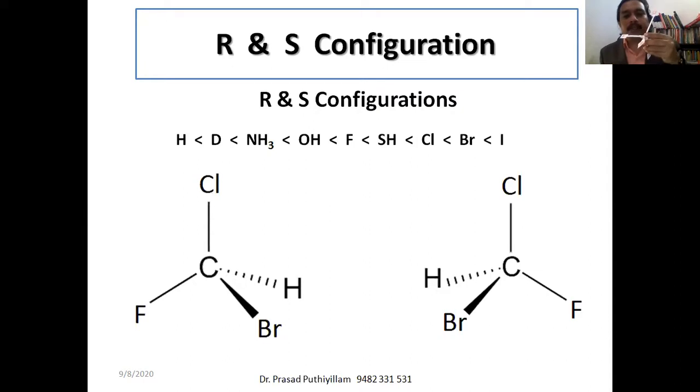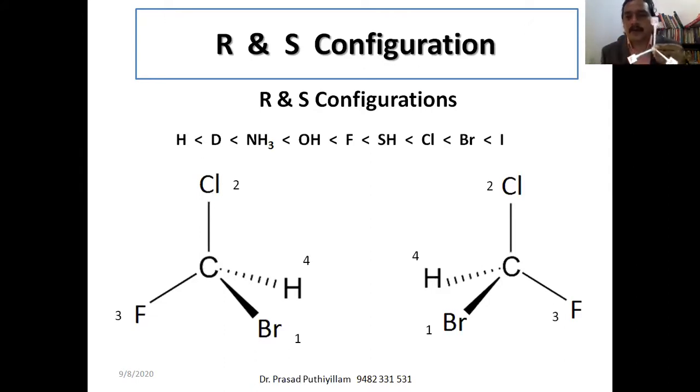So when we give the priority order, you can say that bromine has the highest priority. Its atomic number is very high compared to chlorine. Then chlorine has the second priority compared to fluorine, and the least priority is given to hydrogen. The same way, for the second molecule, the enantiomer, we can give the numbers. There is no other number, just a priority: first priority, second priority, third priority, and fourth priority.